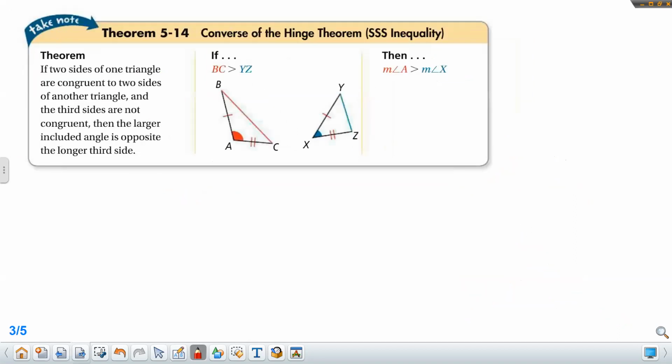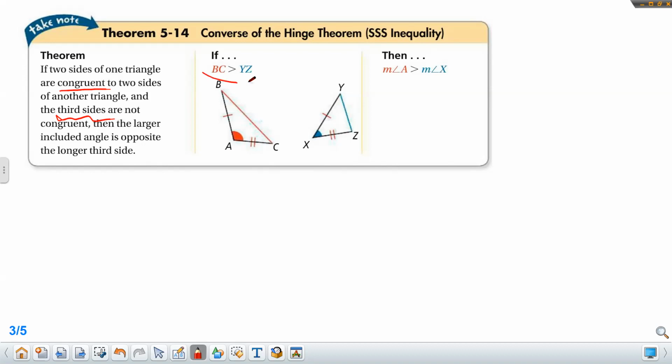What about the converse of this theorem? The converse of the hinge theorem is the SSS inequality. In this one, if two sides of one triangle are congruent, like the hinge theorem, but the third sides are not congruent, then the larger included angle is opposite to the longer third side. So we can say here, BC is bigger than XY.